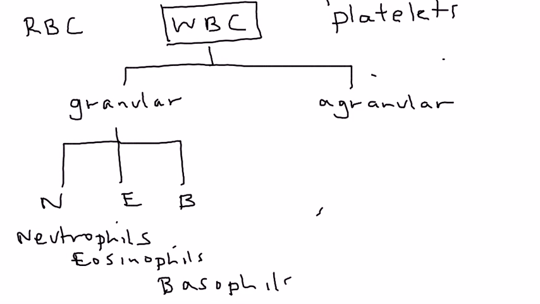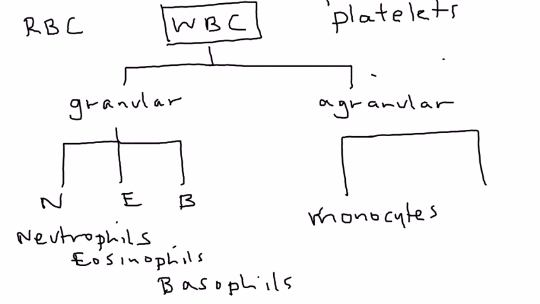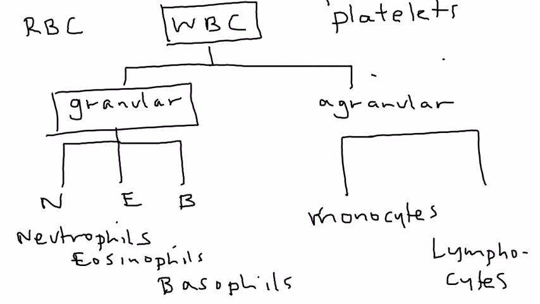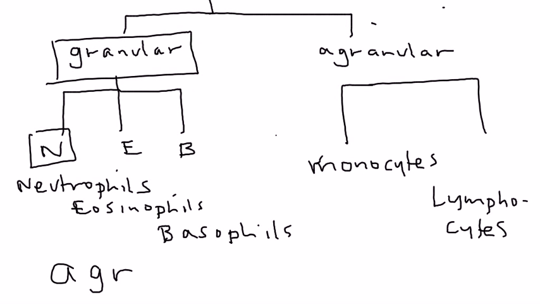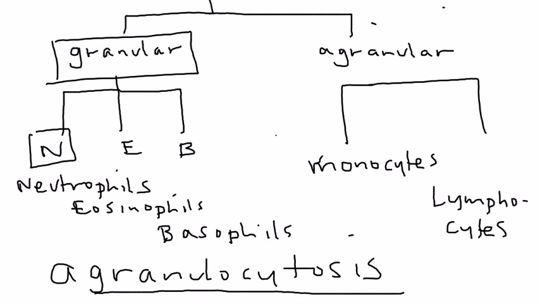And the agranular section involves two types. There's monocytes and lymphocytes. So, what we're concerned with is this branch right here, agranulocytosis. First, let's just look at this part. Granulocytosis is referring to an increase in granulocytes. So it would be these cells increased.